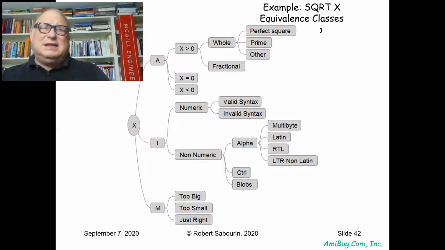Now, if I was to test just based on the A classes, I would look at the end nodes of my mind map there. So I would have one test, which is a perfect square, one test, which is a prime number, one test, which is a whole number that is not a perfect square or a prime, one test for a number with a fractional part, one test with zero, and one test for a value less than zero. And that would give me coverage of at least one test case for each of the equivalence classes identified.